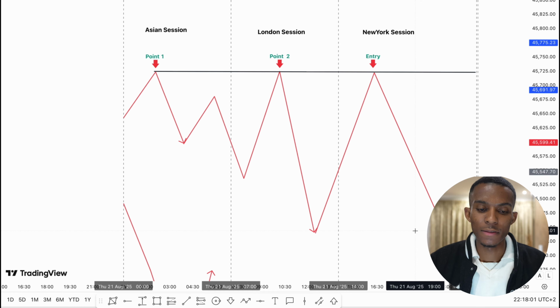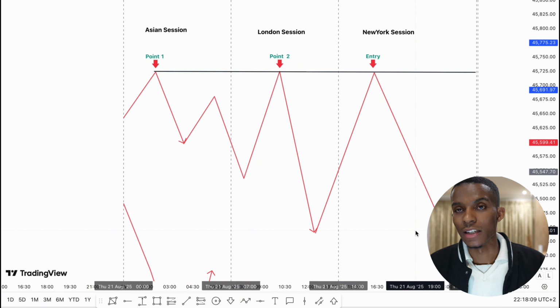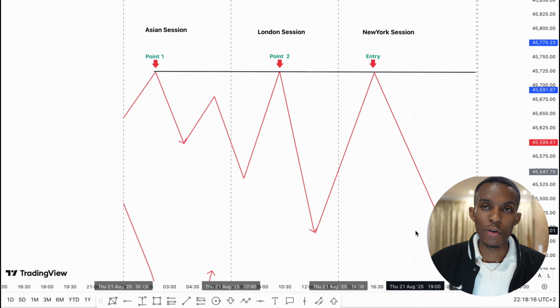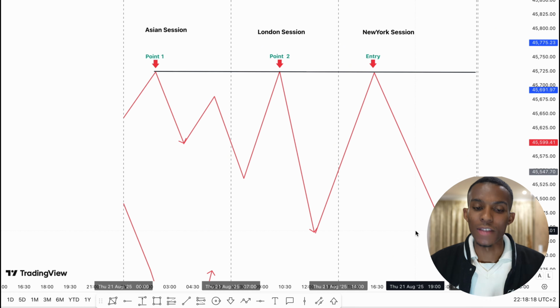So the first session, which is the Asian session, that's where your trend line is going to start. And then the London session, that's mostly your second point. And the New York session, that's mostly your third point. And your third point is mostly your entry. So we're going to enter always on the third touch of the trend line.